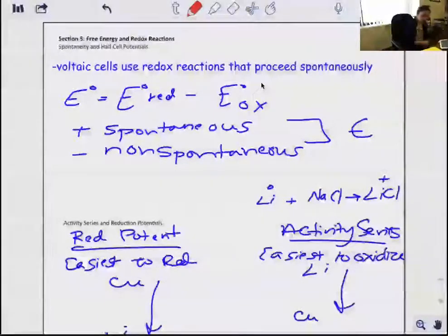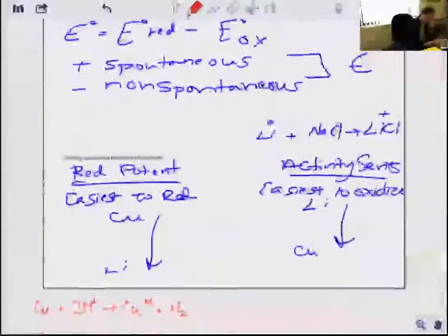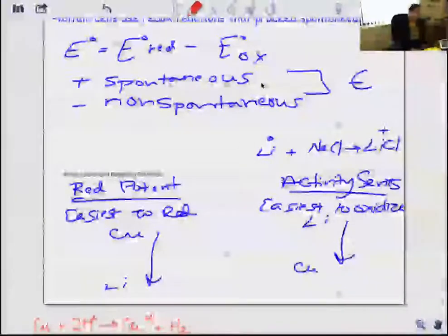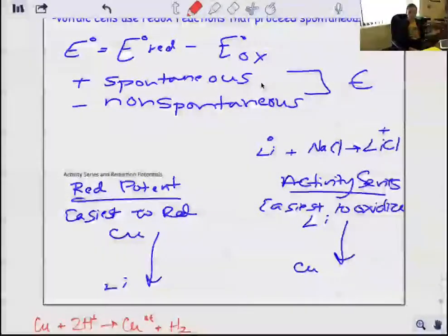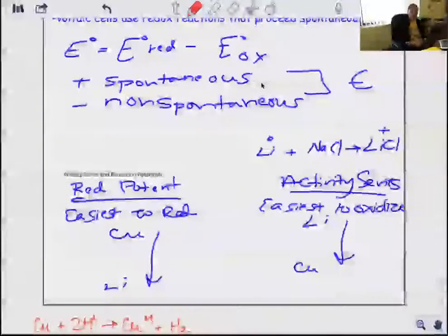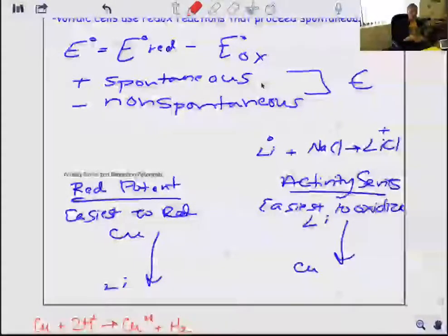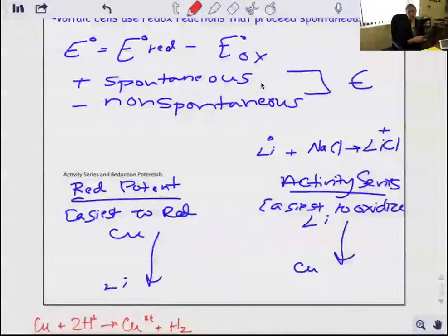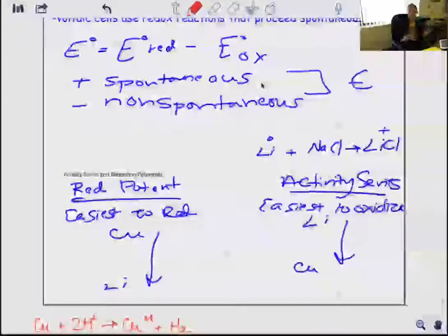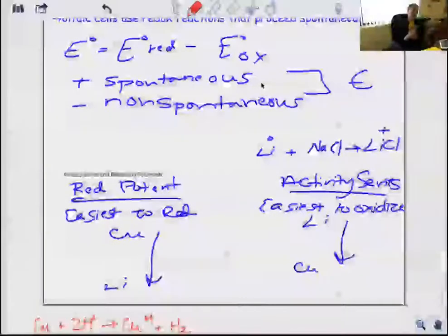Now we're going to look at the activity series and reduction potentials. Your activity series list goes from easiest to oxidize to hardest to oxidize, whereas a reduction potential list goes from easiest to reduce to hardest to reduce. So they are the exact opposite. Our older activity series that we looked at last year for chemistry was the metals that are easiest to oxidize, or easiest for that particular metal to replace something else. Reduction potentials are the exact opposite.